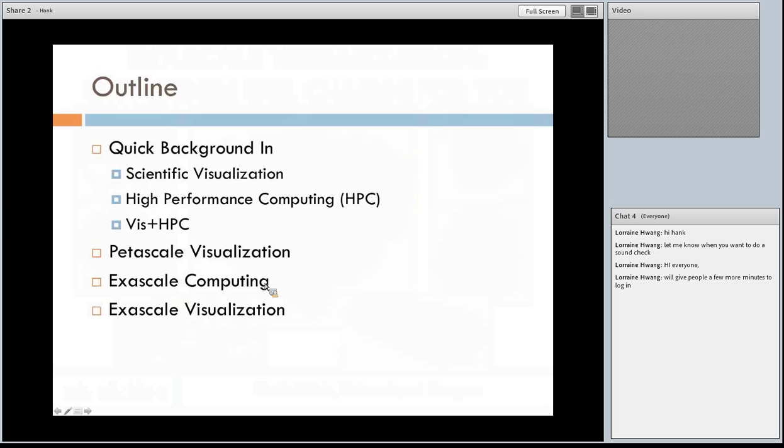So in the exascale, those opportunities won't exist anymore. It's not going to be possible, or at least it will be very difficult, to do that sort of extended analysis after the simulation runs.